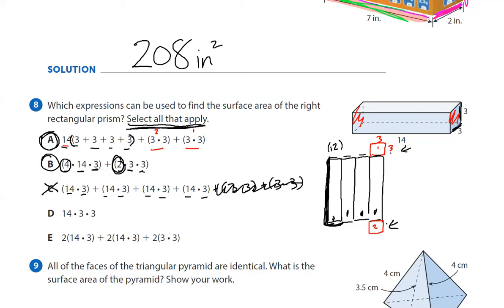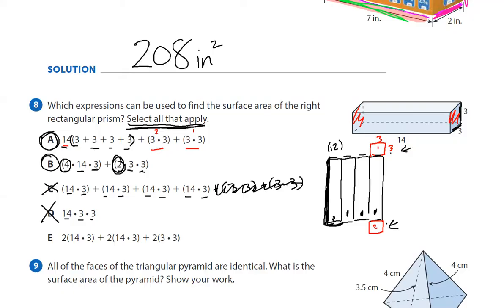This one is just 14 times 3, which is a rectangle, times 3. So this one only covers 14 times 3 times 3. It's missing this whole area right here. Not good enough. Not going to work.